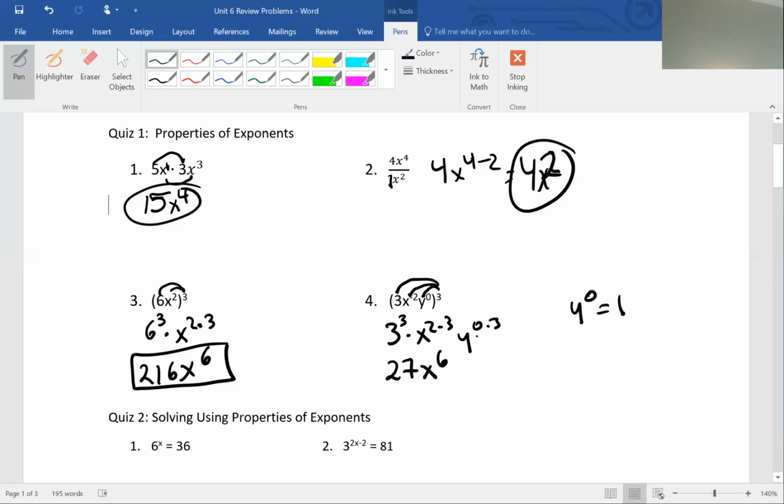So y to the 0 power to the third is still y to the 0 power. Anything to the 0 power is 1, so you could say times 1. But why would you even bother? Because 1 times anything doesn't change the number. So your final answer is 27x to the 6th power.